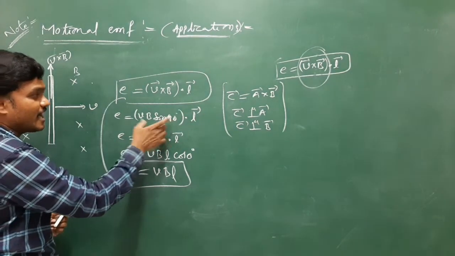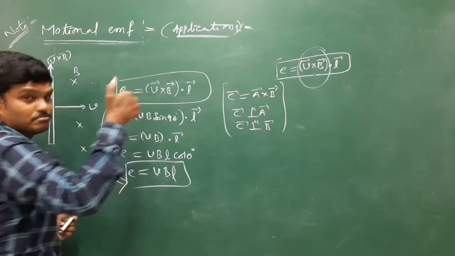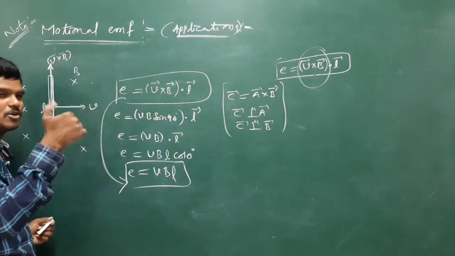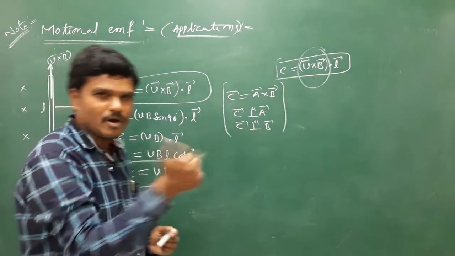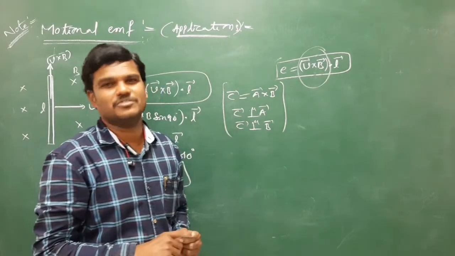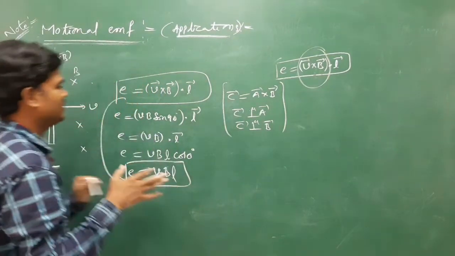V B sine 90. And the direction of this one is upward. Thumb. I am using the cross product rule. See, the cross product rule is coming, the right hand palm rule is coming. Next, I am using Fleming's right hand rule. Don't confuse, be careful.